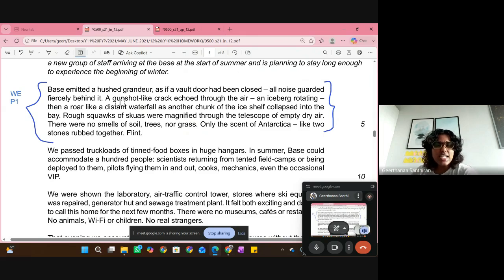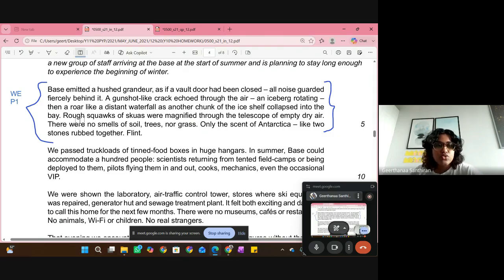"A gunshot like crack echoed through the air." Oh, that's interesting too. What is being compared to what? The iceberg rotating, this sound is being compared to the sound of a gun. That's a simile. Okay, that's interesting.